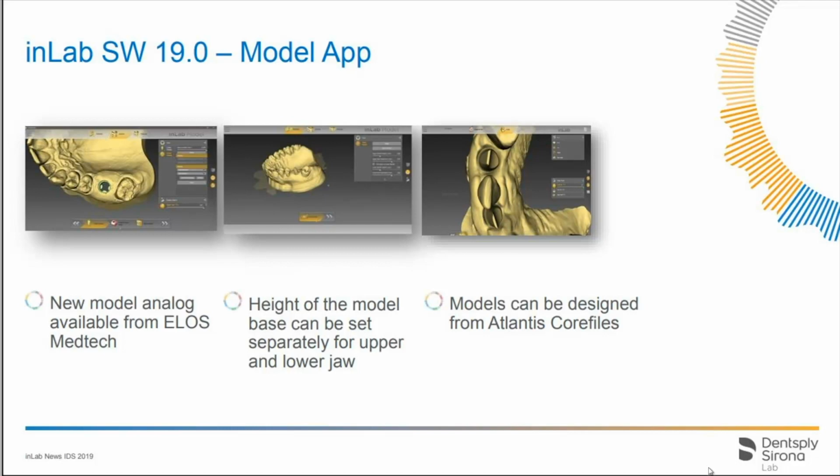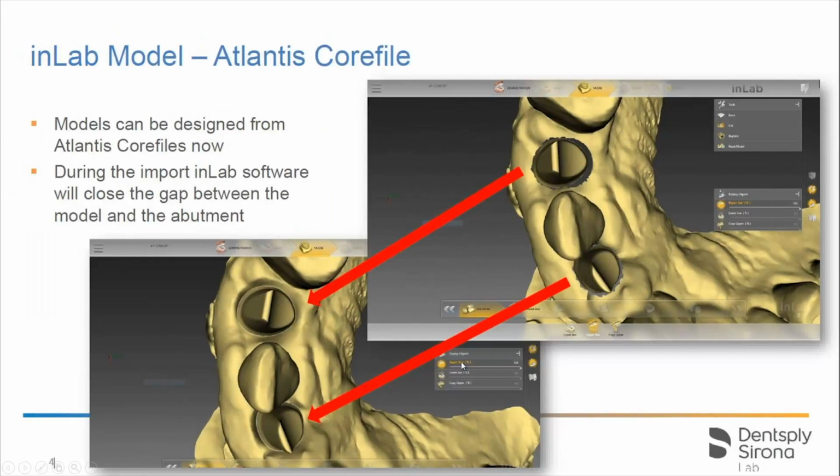And models can be designed from Atlantis core files now. So before, when we got an Atlantis core file, we were unable to make a model because the abutment was separate from the model. Now the inLab software closes the gap between the model and the abutment, and we can print those models.